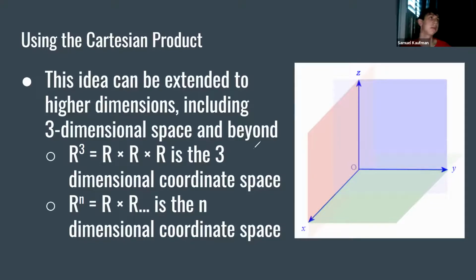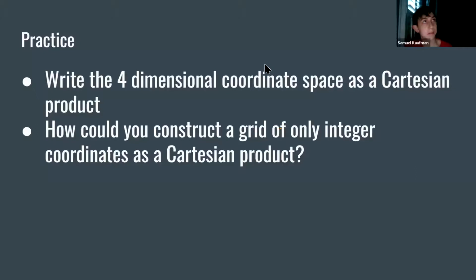All right, so now we'll do a couple of practice questions using that information. So the first one, how would you write the 4-dimensional coordinate space as a Cartesian product? So that's 4 dimensions. We're going to need 4 points in our answers. Yep, Eli's got it. It's going to be R times R times R times R, which we could also write as R to the fourth, but either one works.